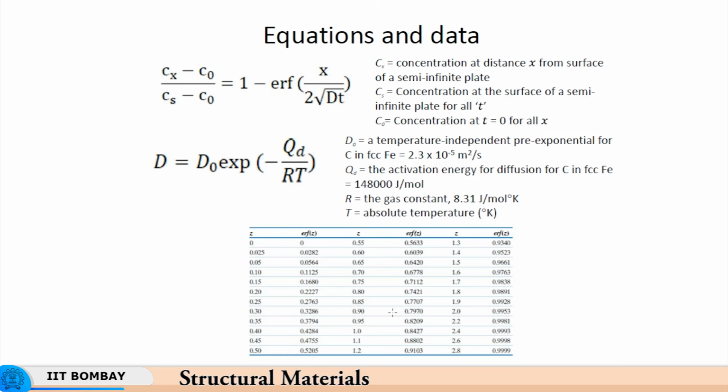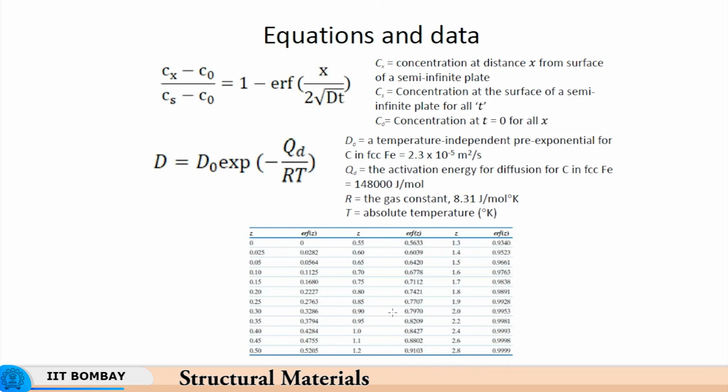So here you have 0.6 weight percent at x equal to 0.75 millimeters. So 0.6 minus 0.2 is 0.4, and here the denominator is 0.8. So you have half, that is 0.5 on the left hand side, and that is equal to 1 minus error function of x upon 2 root Dt.